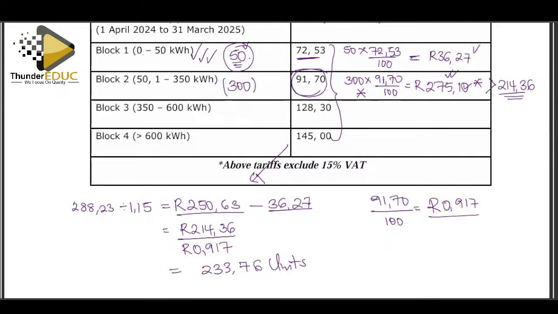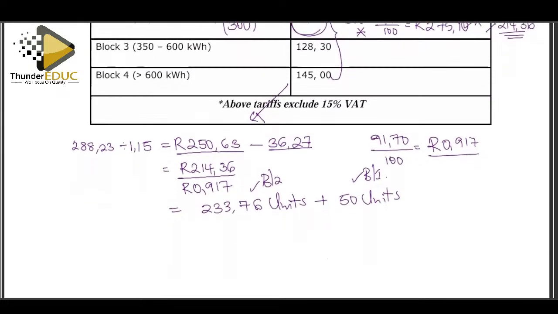So what are we going to do? These are units, but they have come from block number 2. Remember, we dealt with block number 1. And how many do we get for block number 1? We got 50 units. This is block number 1. So add them up. What answer do you end up having? I believe you have 283.76 units, which is approximately 284 kilowatts per hour.